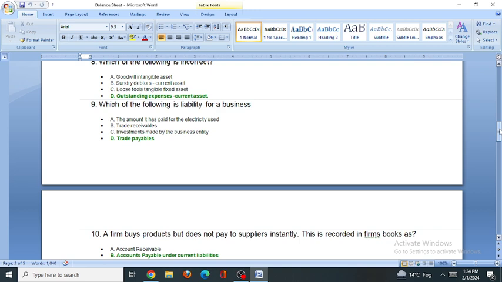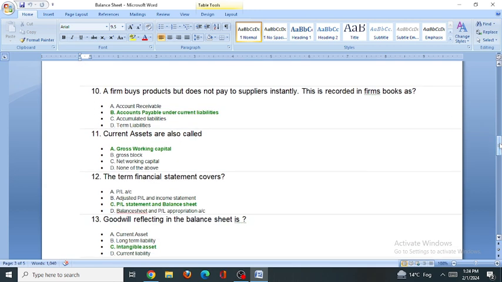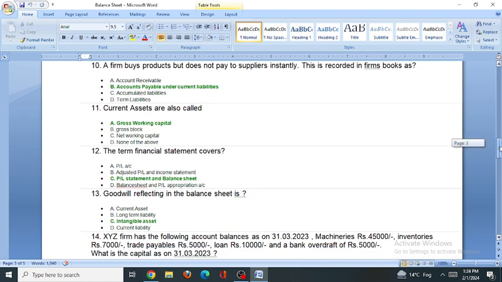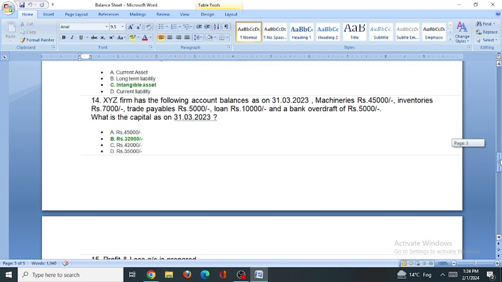Which of the following is a liability for the business? It is trade payable. A firm buys products but does not pay the suppliers instantly, so there will be current liabilities, accounts payable. Current assets are also called gross working capital. The term financial statements means P&L and balance sheet. Goodwill reflecting in the balance sheet is intangible.